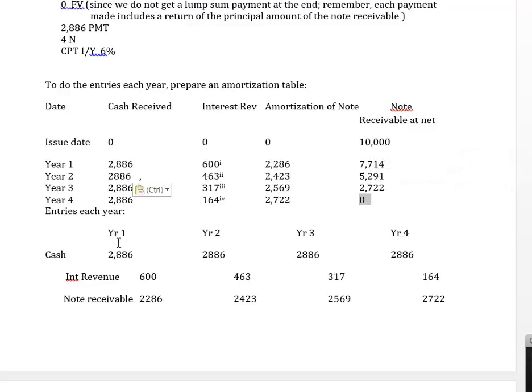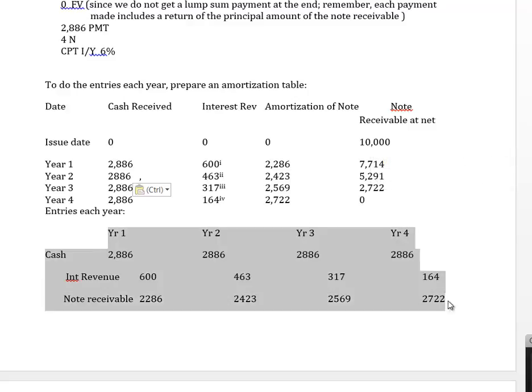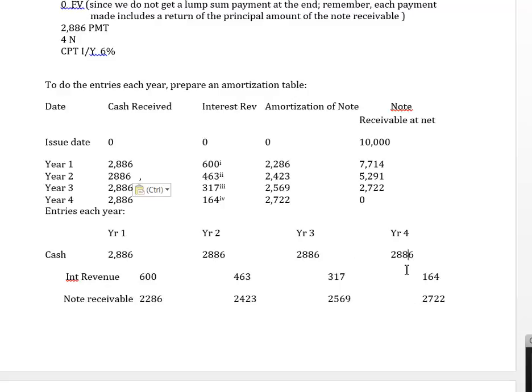Here you'll notice when we make our journal entries for the note, what do we notice? We notice every year A company is booking cash, which is going to be equal to the amount of the payment they get from B. They're going to be booking interest revenue, which we've calculated based on the carrying value of the note to open each year, times the 6%. So the difference has got to be the amount by which, in this column, we said the receivable is shrinking. Because again, each payment is giving you back interest that you've earned plus reducing the note. So you're getting back part of the note payment, right?